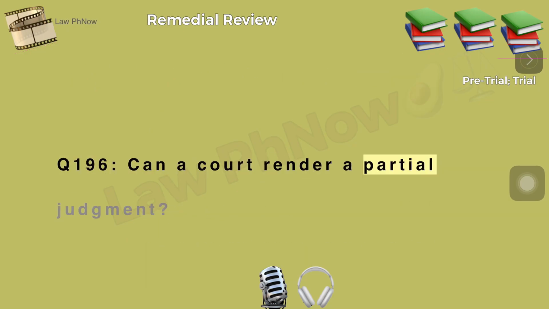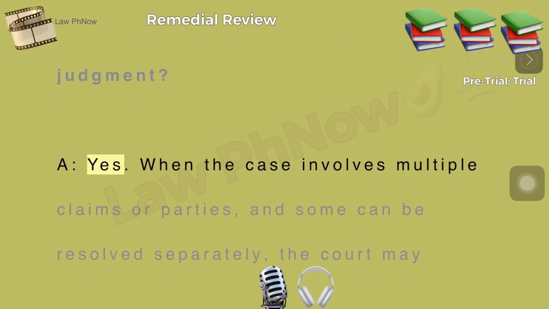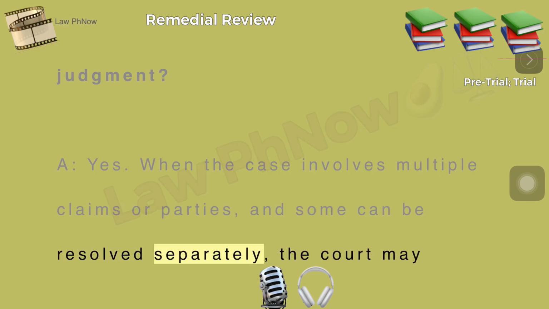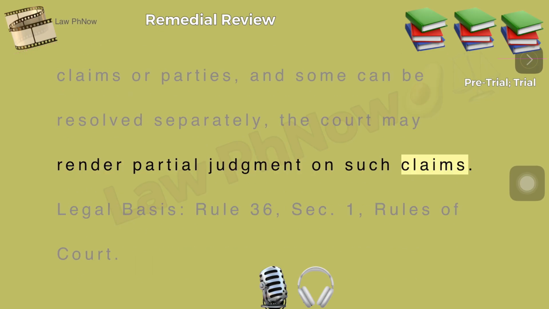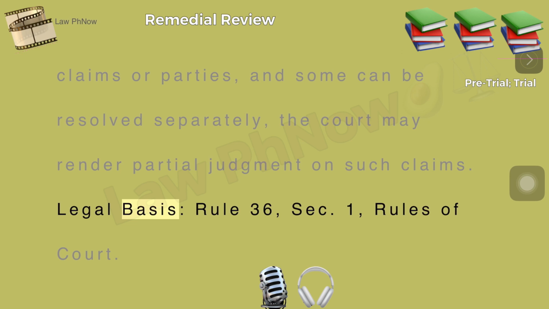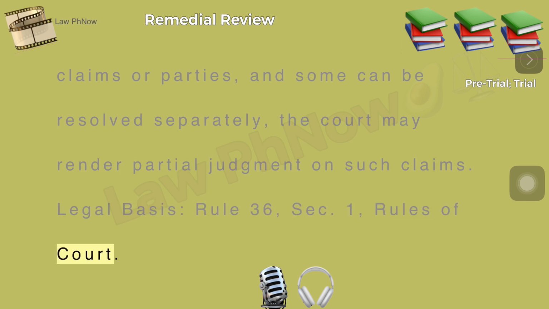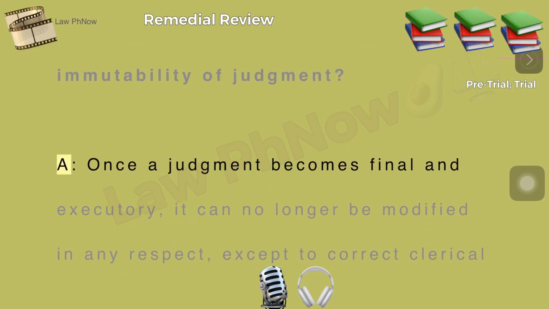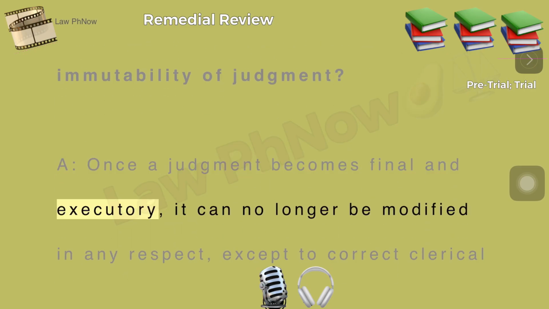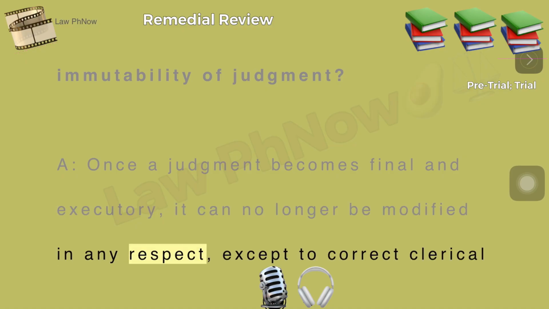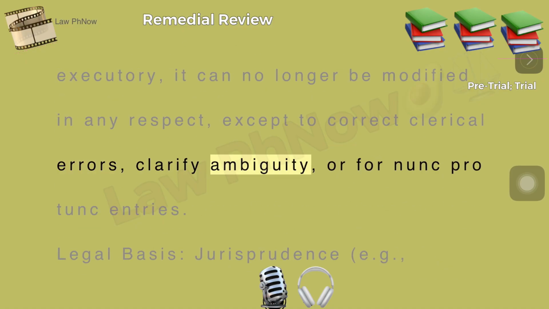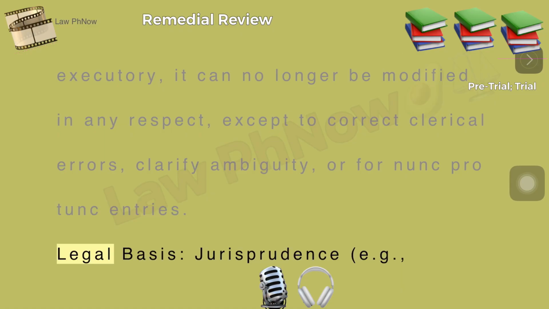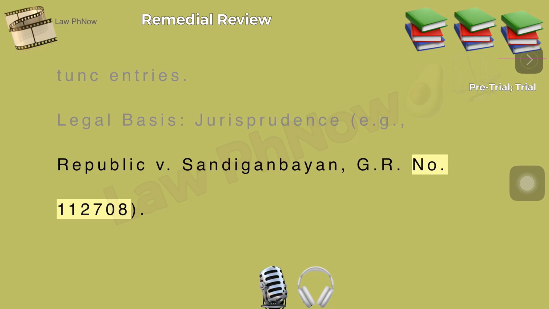Q196. Can a court render a partial judgment? A. Yes. When the case involves multiple claims or parties, and some can be resolved separately, the court may render partial judgment on such claims. Legal basis, Rule 36, Section 1, Rules of Court. Q197. What is the doctrine of immutability of judgment? A. Once a judgment becomes final and executory, it can no longer be modified in any respect, except to correct clerical errors, clarify ambiguity, or for nunc pro tunc entries. Legal basis, jurisprudence, e.g., Republic v. Sandiganbayan, G.R. No. 112708.